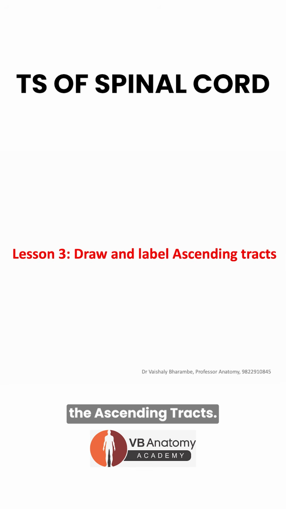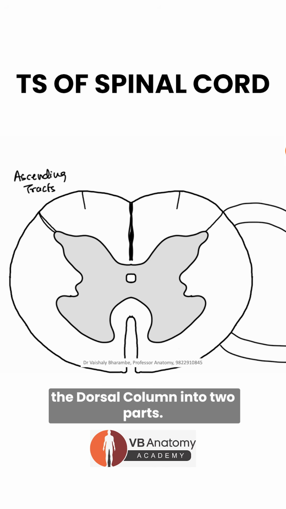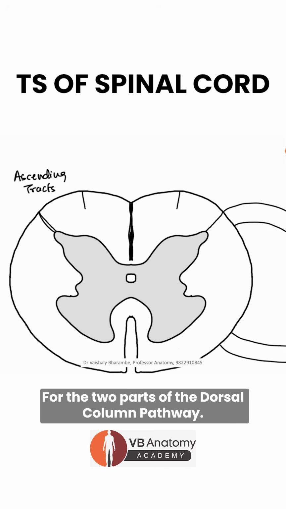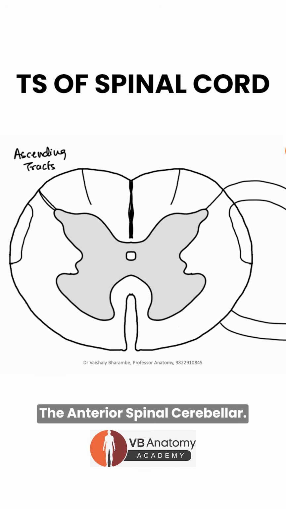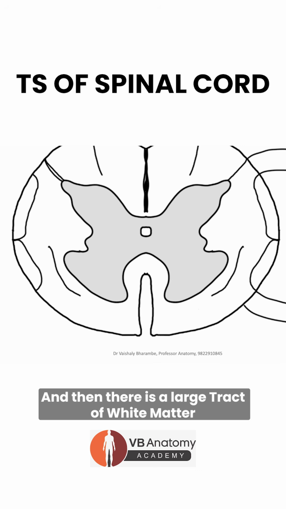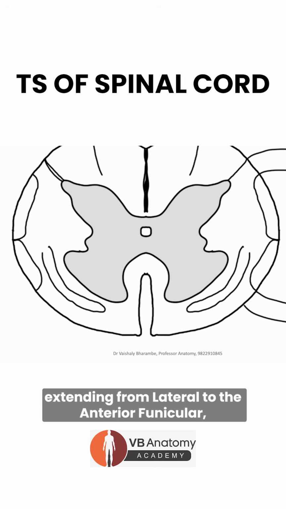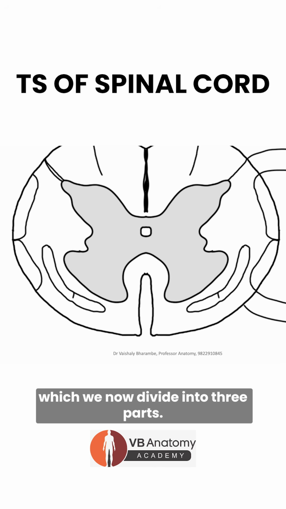Drawing and labeling the ascending tracts. You can see that I am dividing the dorsal column into two parts for the two parts of the dorsal column pathway. Now I am drawing the posterior spinocerebellar, the anterior spinocerebellar, and then there is a large tract of white matter extending from lateral to the anterior funiculus, which we now divide into three parts.